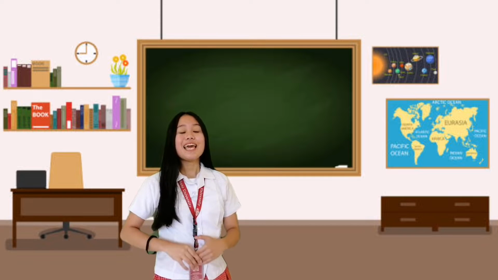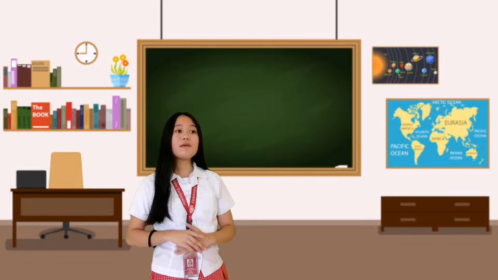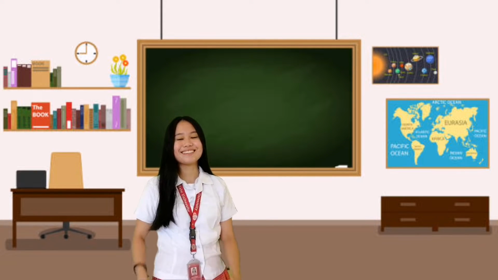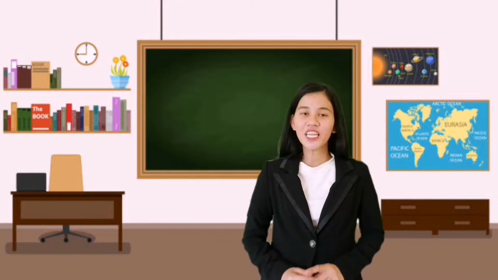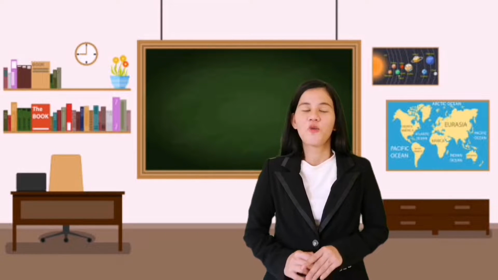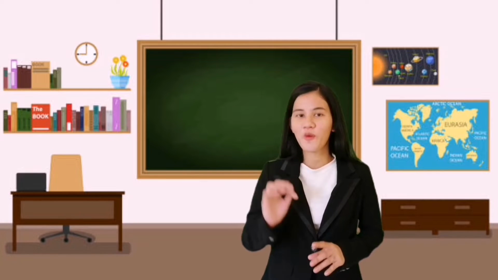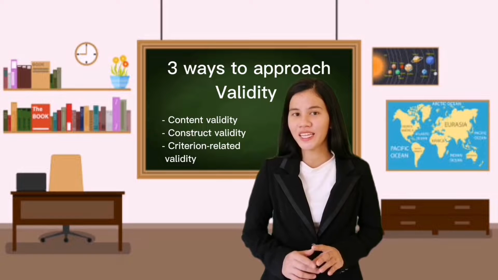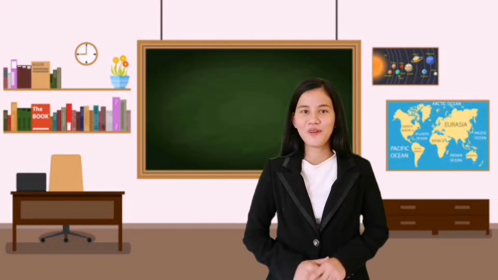Research validity in surveys relates to the extent to which the survey measures the right elements that need to be measured. That's right! In simple terms, validity refers to how well an instrument measures what it is intended to measure. In research, there are 3 ways to approach validity, and they include concept validity, construct validity, and criterion validity.